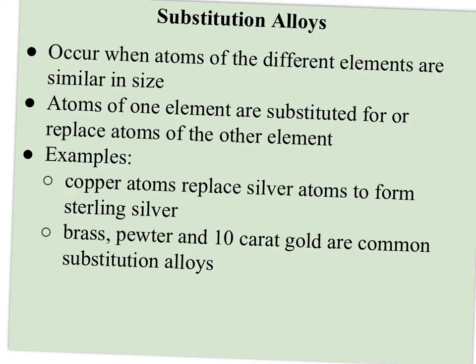Substitution is just what it sounds like. One atom substitutes for another, and it occurs when atoms of the different elements are similar in size. So copper atoms can replace silver atoms to form sterling silver. Brass, pewter, 10-karat gold, those are probably all alloys you've heard of. So when you think you know about a metal and you can't find it on the periodic table, it's very likely an alloy and not a pure element.